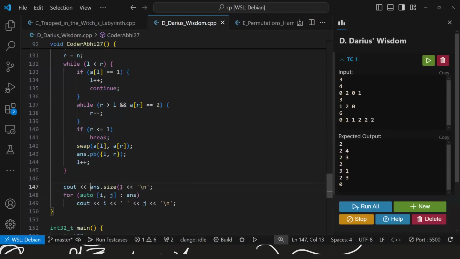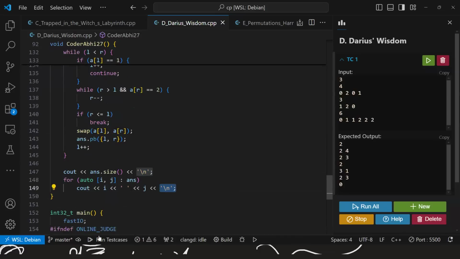Okay, finally, I would print the size of my answer, and each element of my answer space separated, in the next line. So I hope this code is also clear and the logic is also clear to you. If there is any doubt, you can please ask.